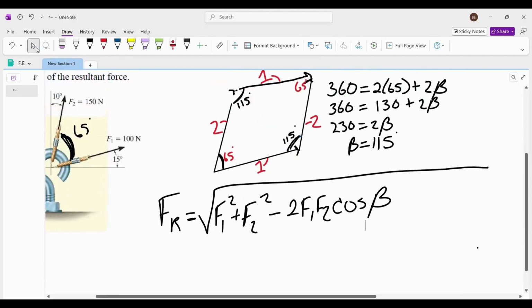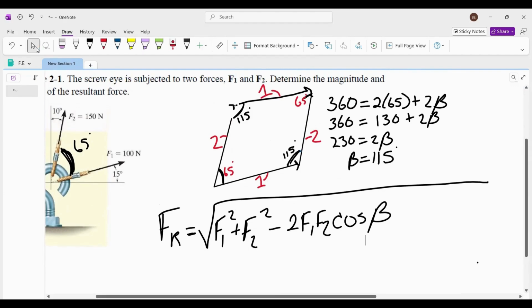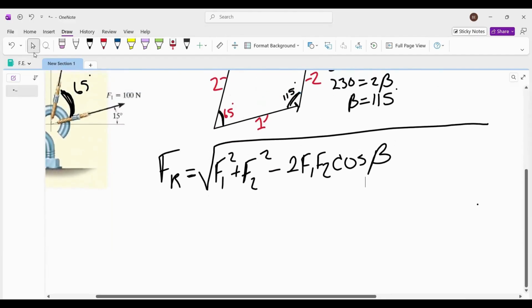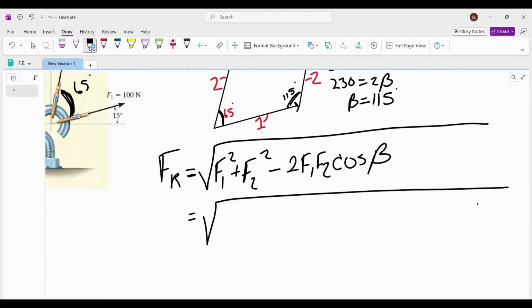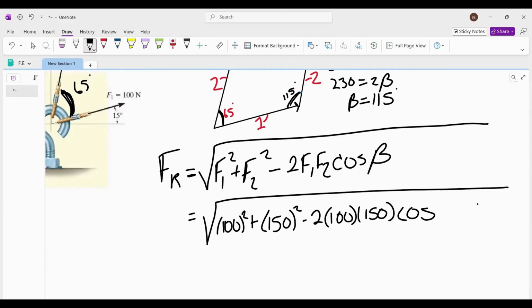Here it's already given to us what F1 and F2 are, and we already found beta earlier on. So all we're going to do is simply plug it into the formula that we have right here. So we have F1 is equal to 100 squared plus F2 was 150 squared minus 2 times 100 times 150 times cosine of 115 degrees.